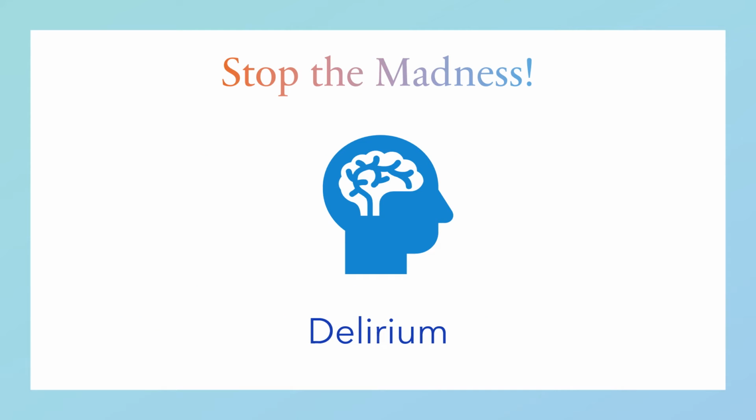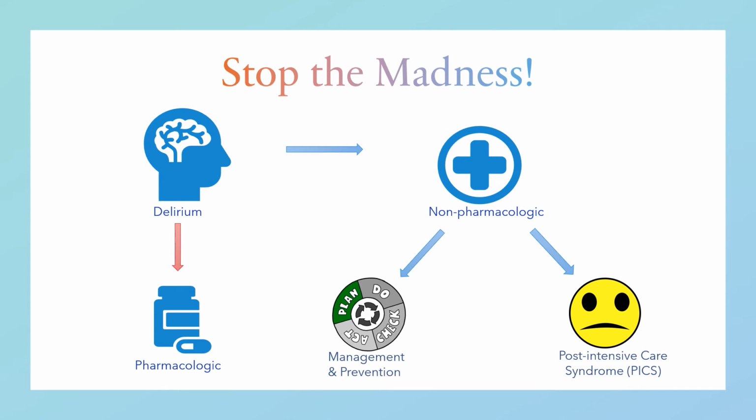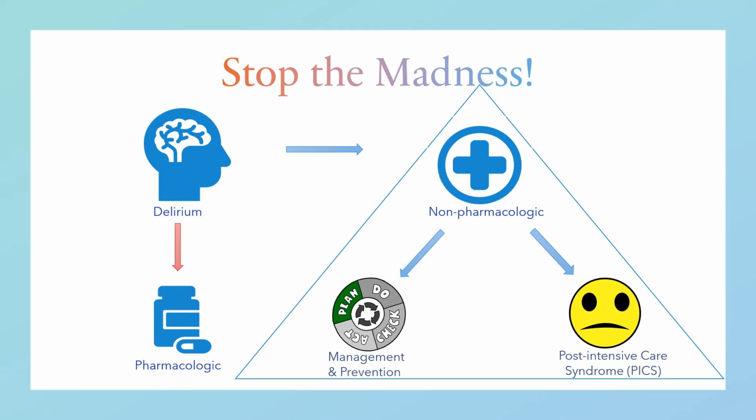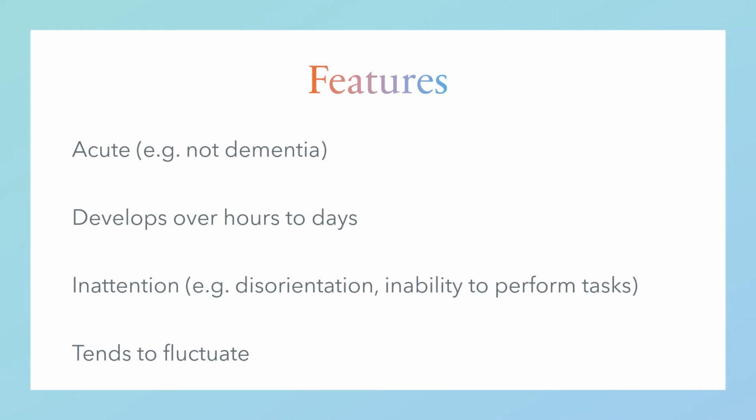So let's see how we can stop the madness. There have been attempts at using medications for delirium, but none have borne out. So we have turned to non-pharmacologic approaches. And this is where our focus remains. Let's review the features and classifications of delirium. To be delirium, the behavior must be acute and develop over hours to days. It must include inattention and may fluctuate.